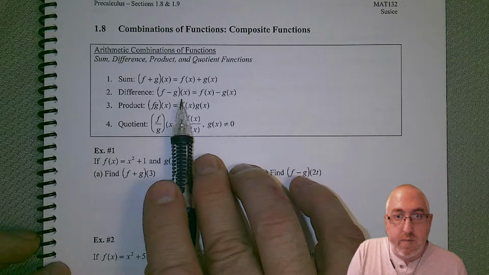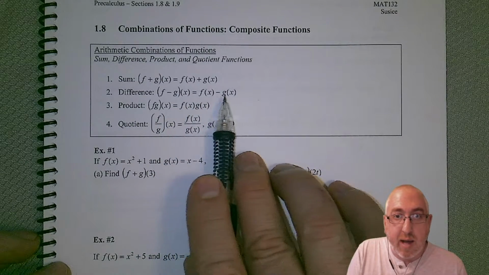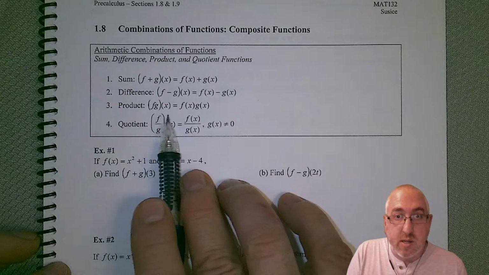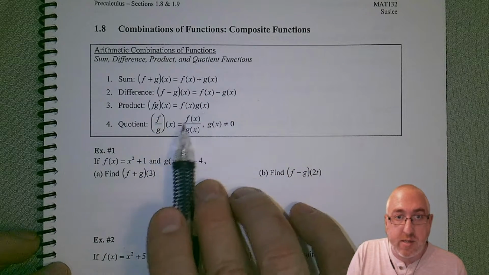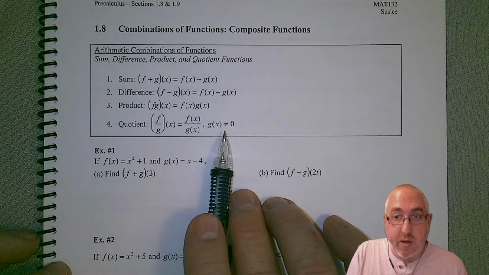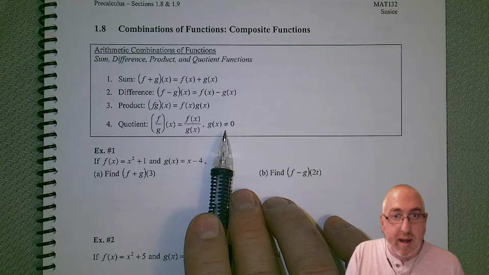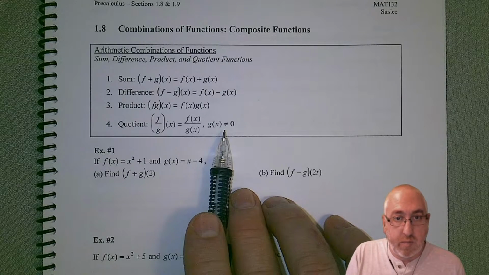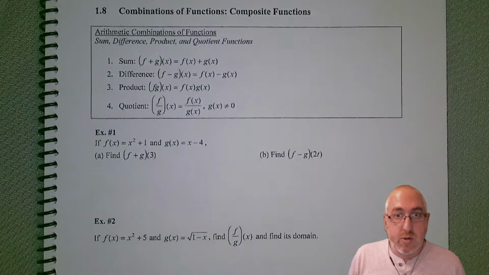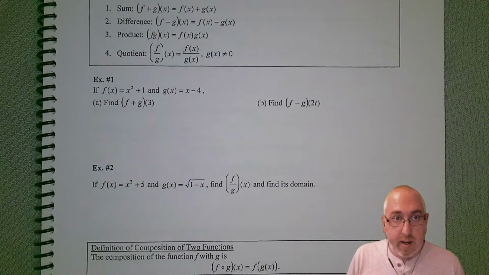Very similar formats for the subtraction. So we have f of x minus g of x, f times g of x, f of x times g of x, and so on. And then, of course, the big thing about quotients, we can't have the denominator equal to 0, so that function cannot be the 0 function. Pretty straightforward. So now let's try a few examples just to make sure we got it down.